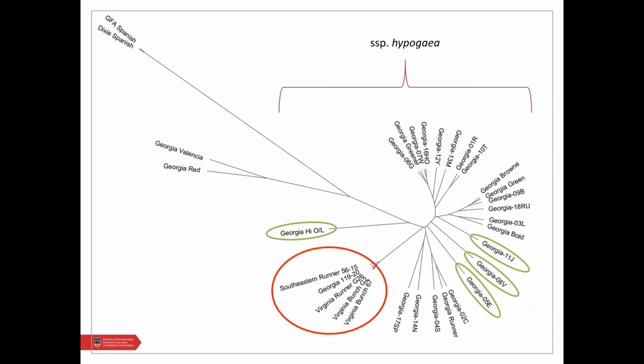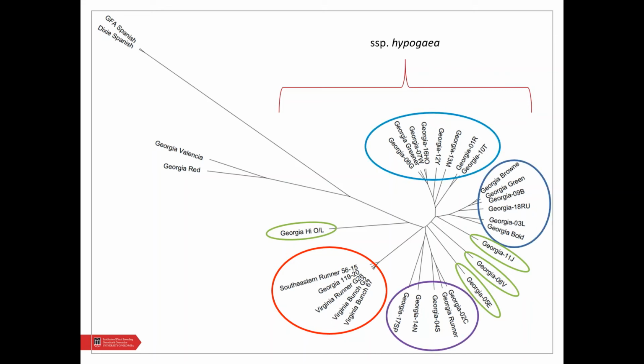Then circled in red here we have the older cultivars: Southeast Runner 5615, Georgia 119-20, Virginia Runner G26, Virginia Bunch G2, and Virginia Bunch 67. You can see their branches didn't really differentiate very well. They're genetically quite similar. These cultivars were developed prior to large-scale hybridization-based breeding and were largely developed from plant selection and bulk selections from landraces. It is interesting to note here, though, that there's actually a fair amount of phenotypic diversity in this small group, even though their GBS-based estimate of genetic diversity is low.